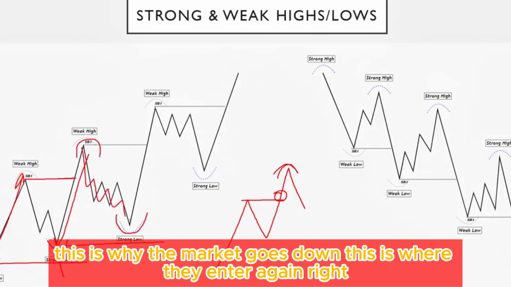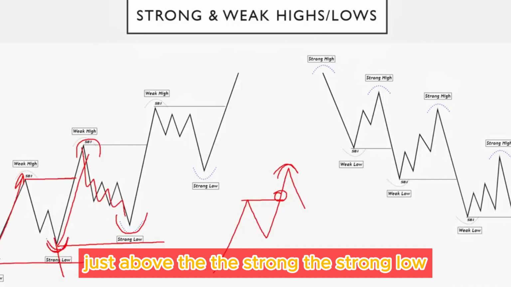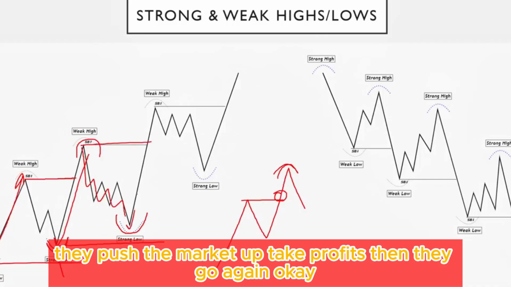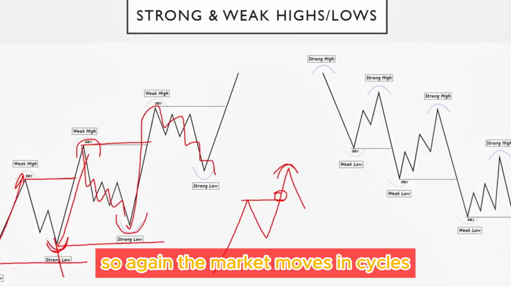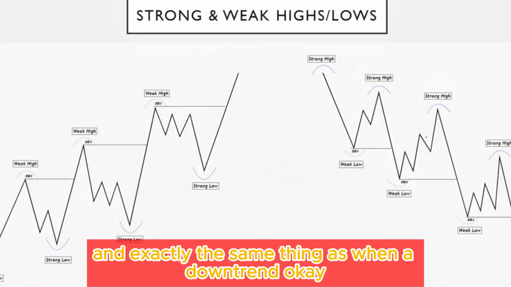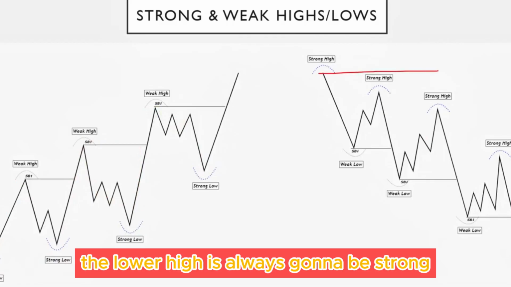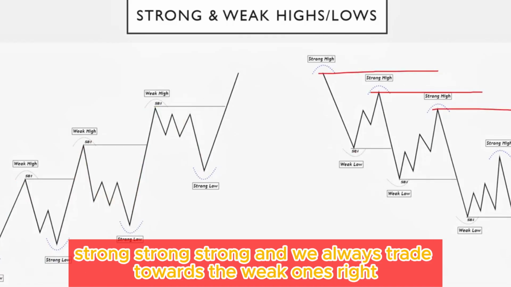This is where they enter again, right? Just above the strong low, they push the market up, take profits, then they go again. Okay, so again, the market moves in cycles, and exactly the same thing as with a downtrend, okay? The lower highs are always going to be strong, strong, strong, strong, and we always trade towards the weak ones.